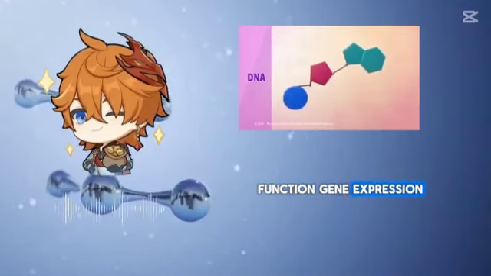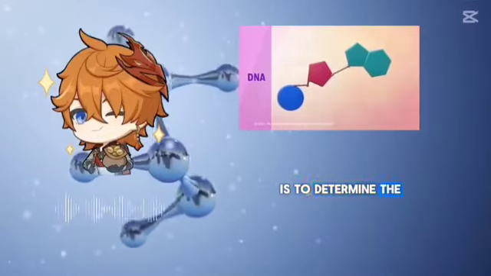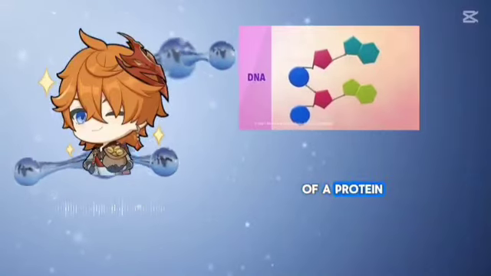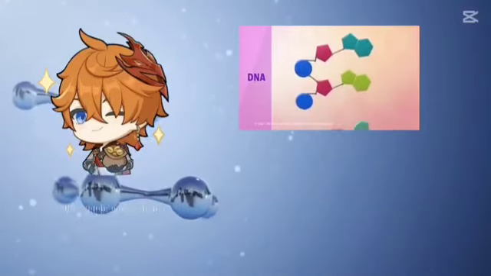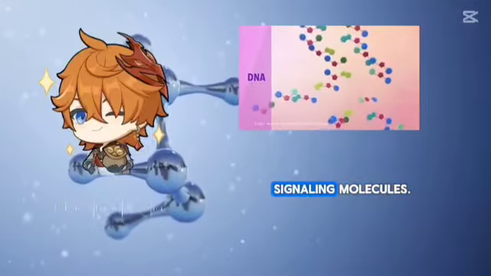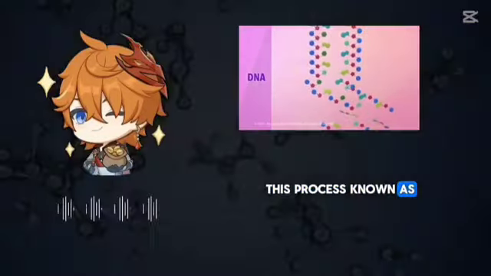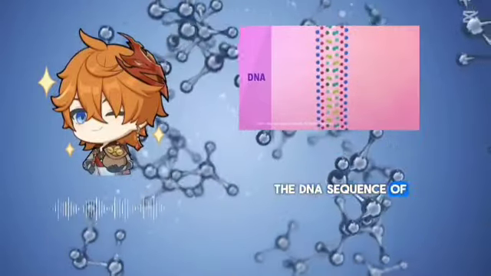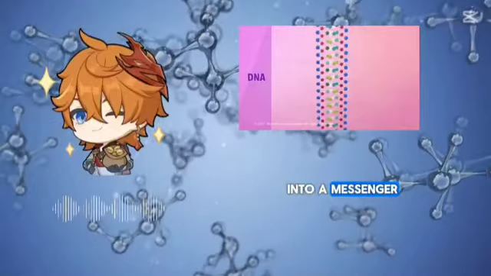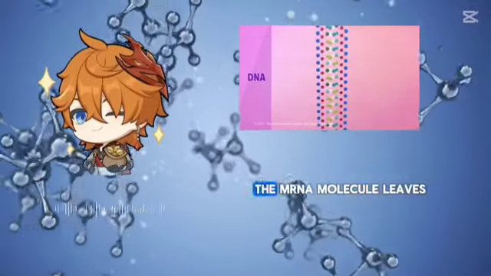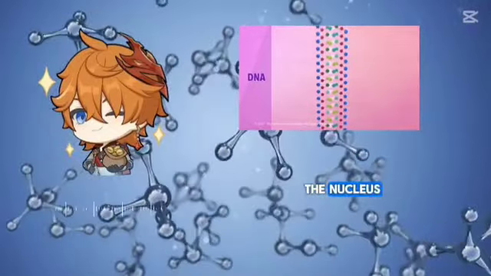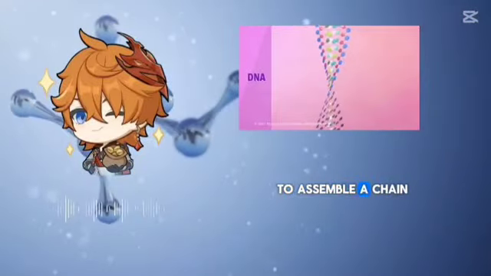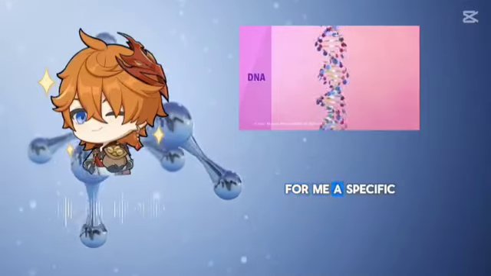Function: gene expression. The main function of a gene is to determine the trait of an organism by controlling the synthesis of a protein which acts as an enzyme, structural component, or signaling molecule. This process, known as gene expression, involves two steps. Transcription: the DNA sequence of a gene is copied into a messenger RNA molecule. Translation: the mRNA molecule leaves the nucleus and is read by a ribosome, which uses the code to assemble a chain of amino acids, forming a specific protein.